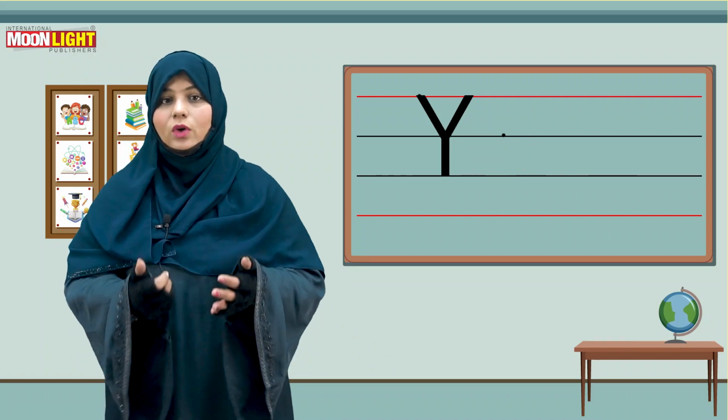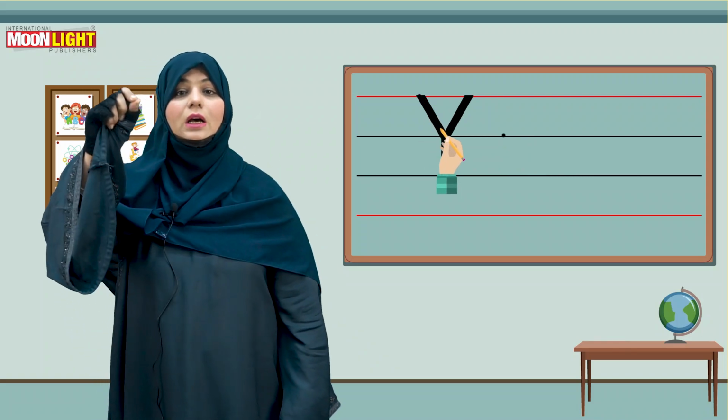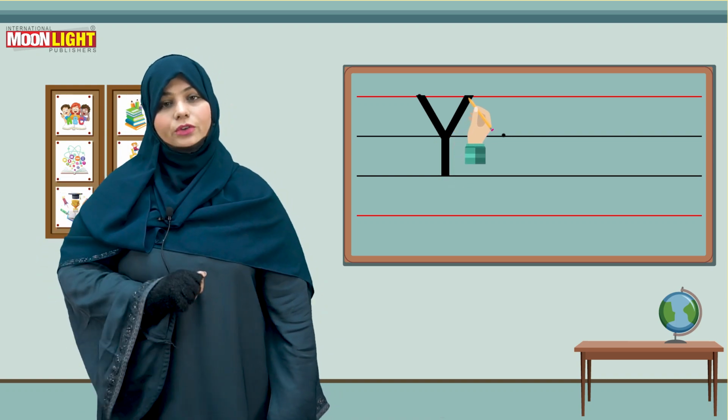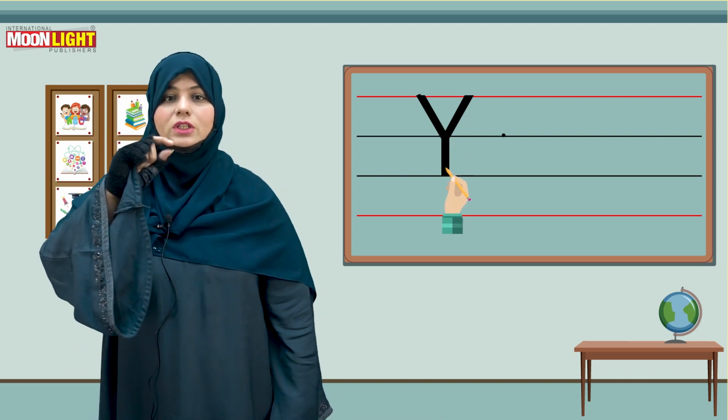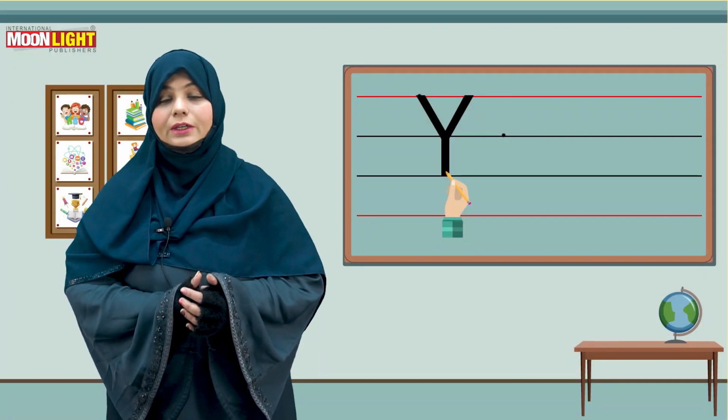Yes, this is letter Y. We have to firstly make letter V. We have to make letter V in upper three lines and after that we have to make a straight line which is going to touch the corner of V. It will become capital letter Y.